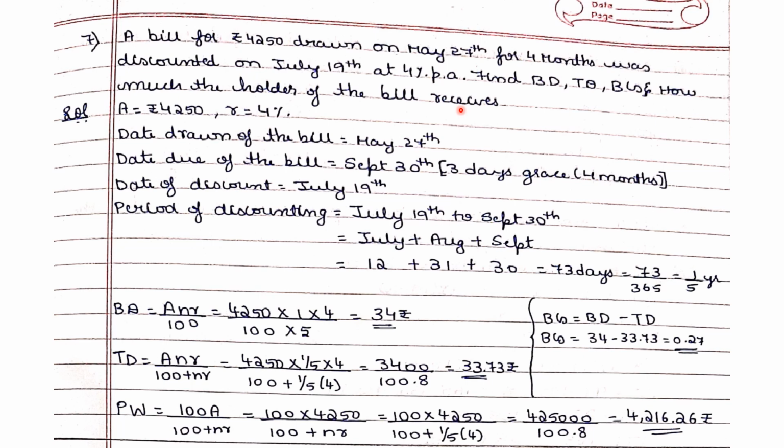So it was discounted on July 19 at 4% per annum. So this is the date of discount. But what is the due date? That is the final date. So May 27th is the date drawn.